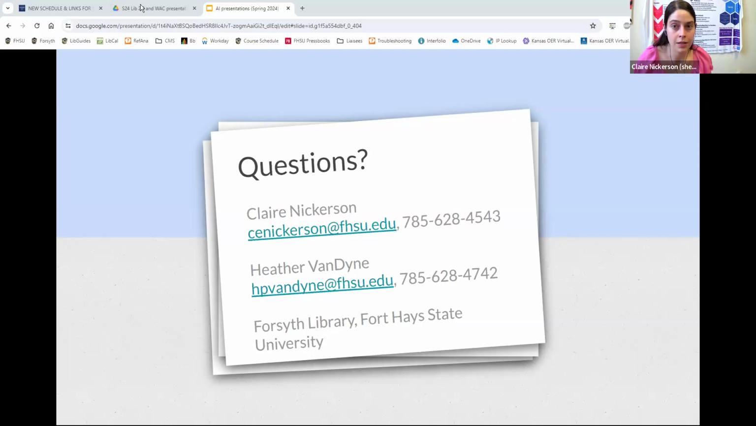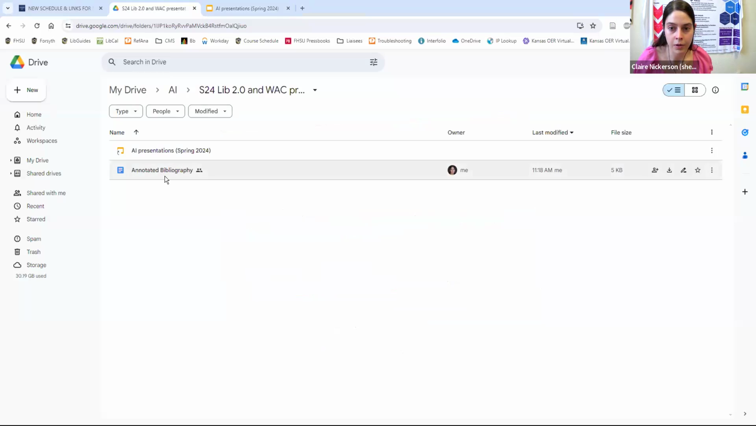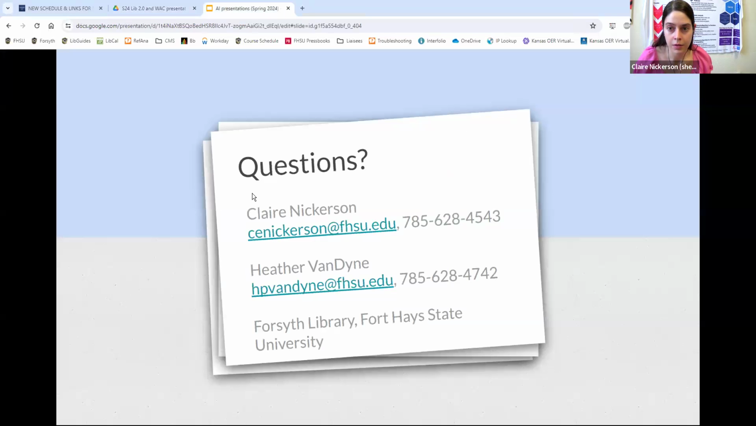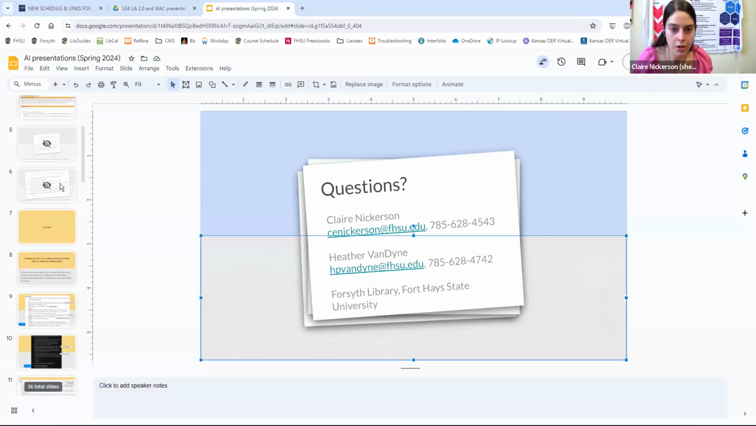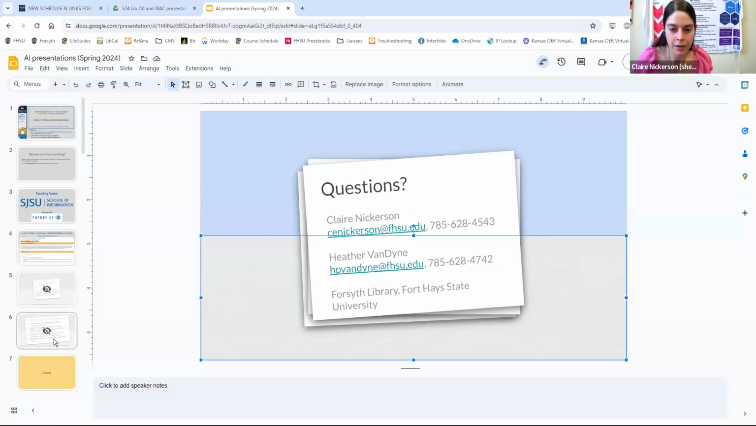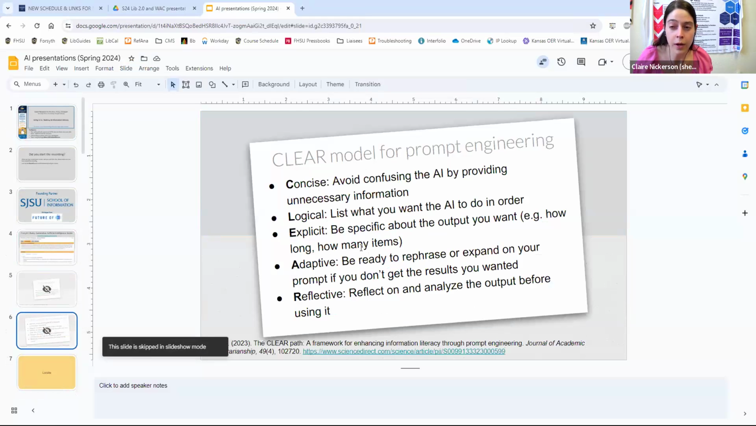But in our slide deck, which I believe somebody had asked for, there is information about the CLEAR model for prompt engineering. We had hidden that slide just due to time, but this is a great model for maybe teaching students how to incorporate those questions into their prompts. Heather, do you have anything to add to that?